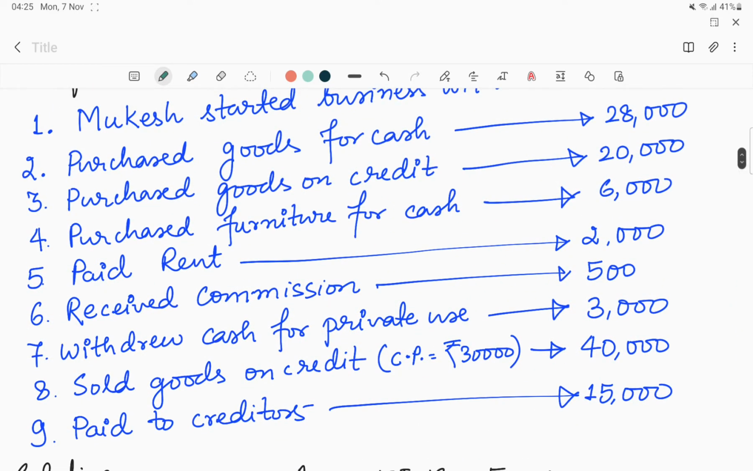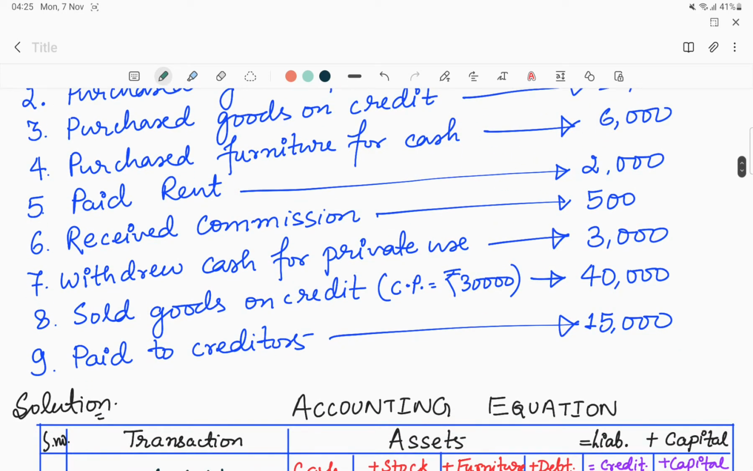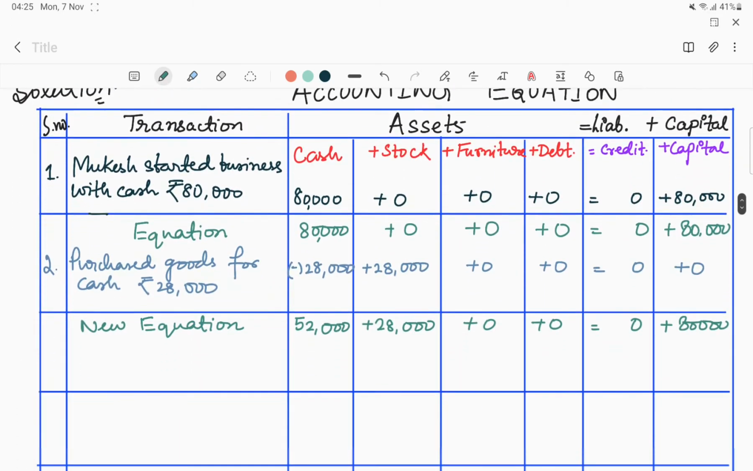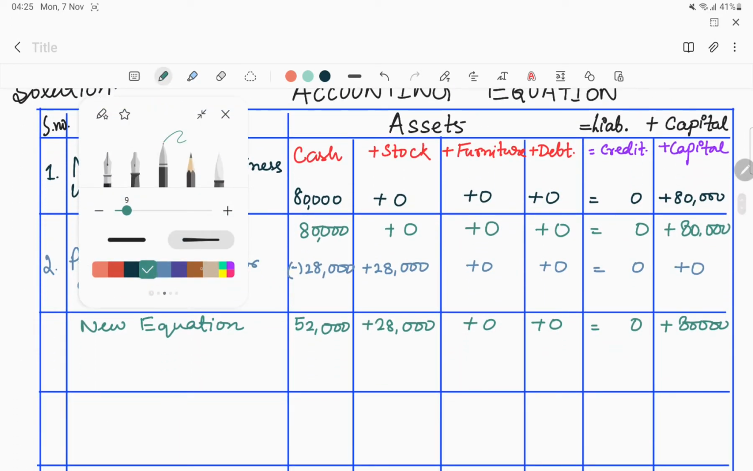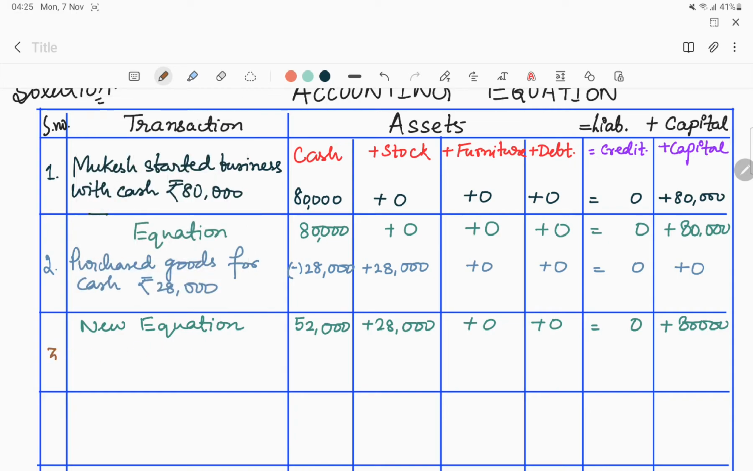What's happening in the third transaction? Mukesh purchases goods on credit amounting to rupees 20,000. So let's write this. Purchased goods on credit, 20,000 rupees.